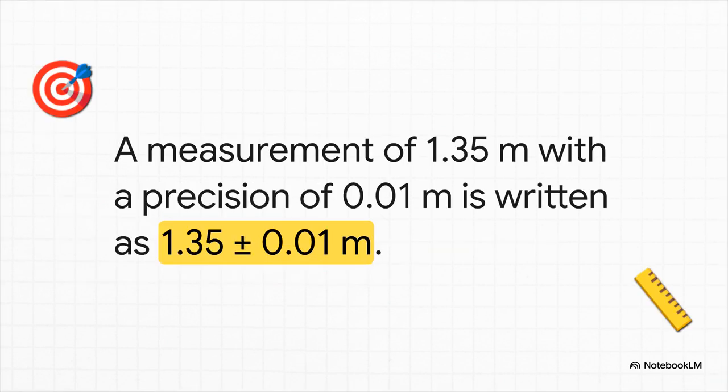Now, before we get to our final practice round, there's one more quick but really crucial real-world idea we need to cover: uncertainty. See, in science, no measurement is ever 100% perfect. There's always a little bit of wiggle room based on how good our tools are, and we show this using the plus or minus symbol. So if we write 1.35 plus or minus 0.01 meters, it just means we're confident the true value is somewhere between 1.34 and 1.36 meters.